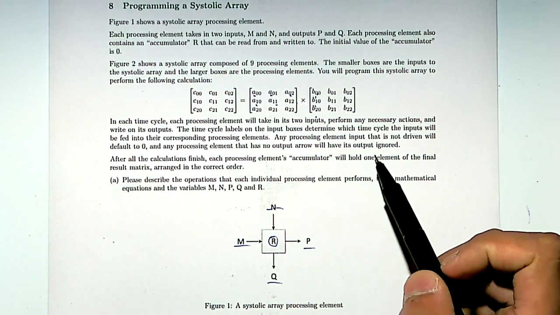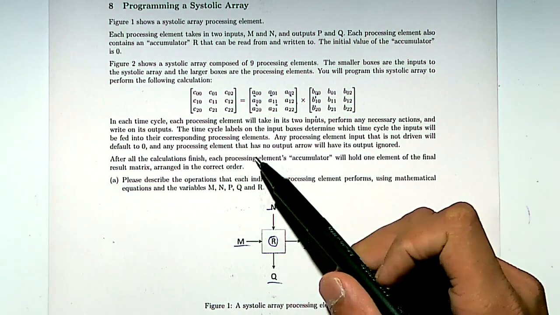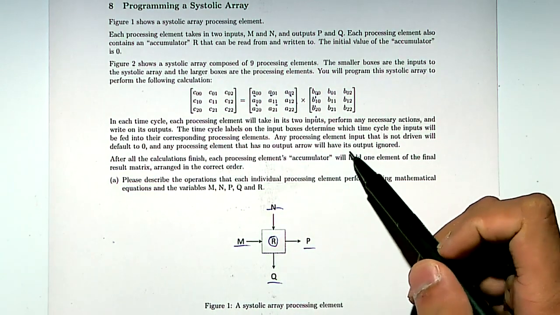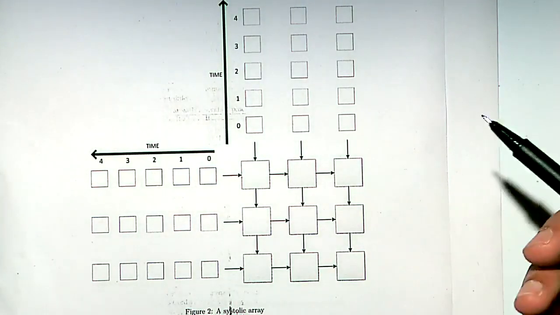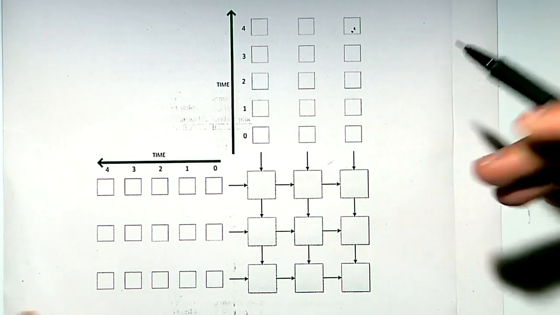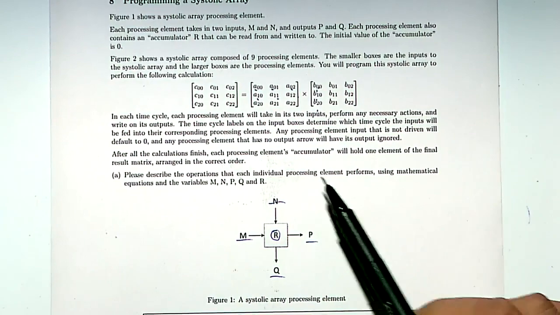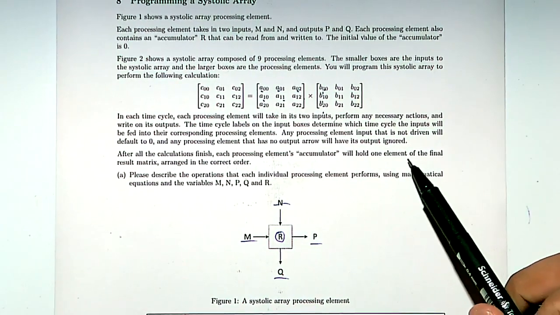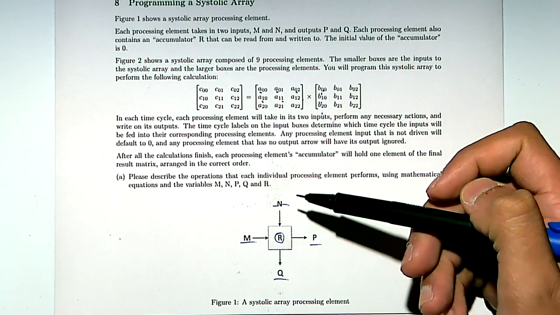And so any processing element input that is not driven will default to 0. And any processing element that has no output arrow will also have its output ignored. So the output from these guys is just basically discarded. And any input that we don't actually specify is just going to be 0. Okay. So after all the calculations are finished, each processing element's accumulator will hold 1 element of the final resultant matrix arranged in the correct order, right?